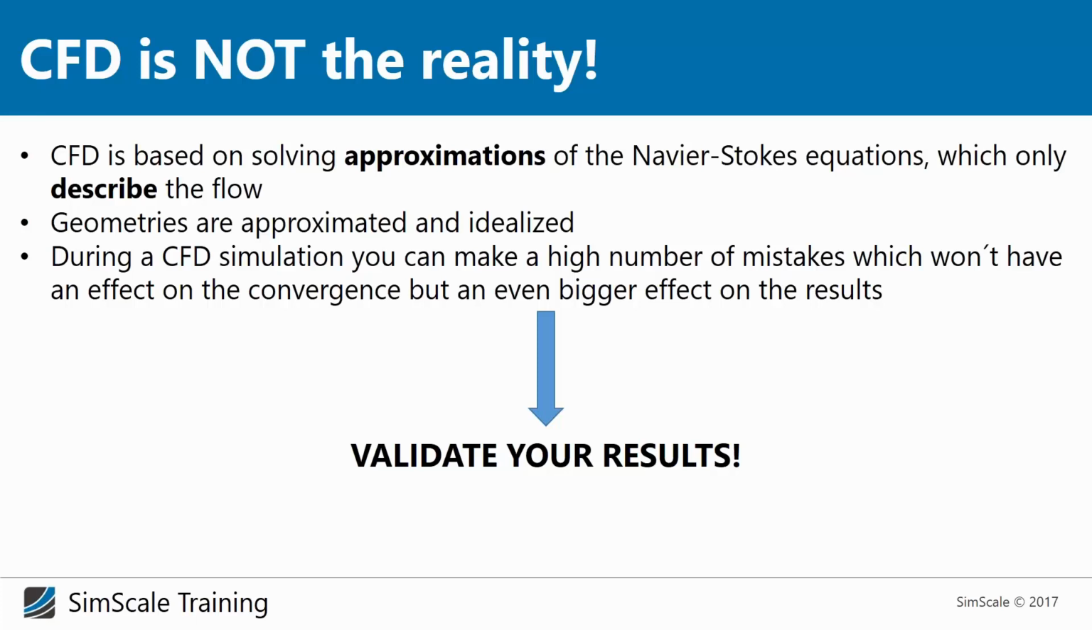Your geometries, as you saw before from Akram, are approximated and idealized. And of course you have tolerances in the manufacturing of the car and everything else, and all those aspects come together, and the error from the CFD to the reality is growing. And as well, during a CFD simulation, you can make a high number of mistakes which won't have a direct effect on the convergence, but have an even bigger effect on the results.